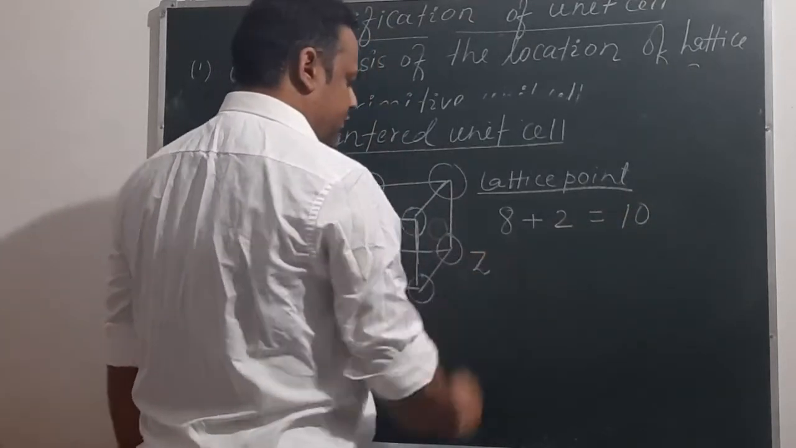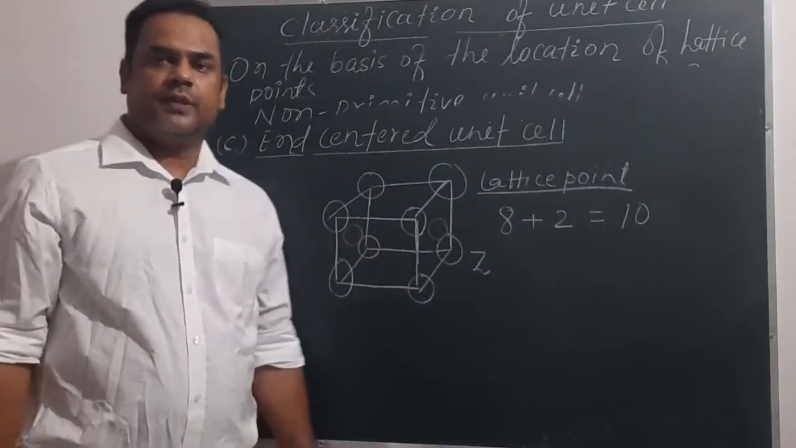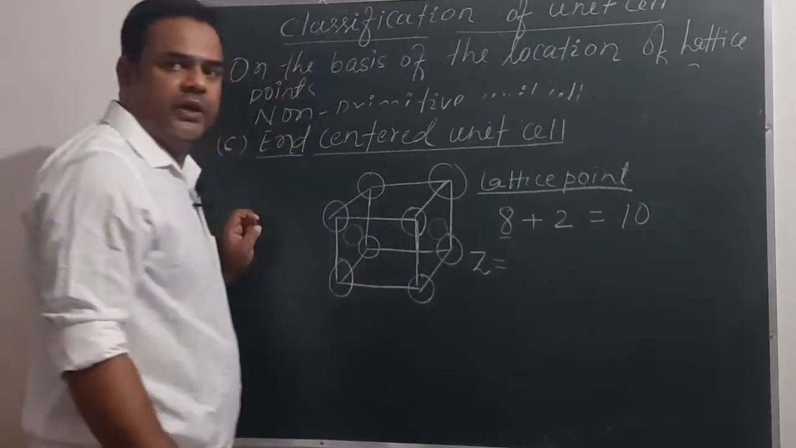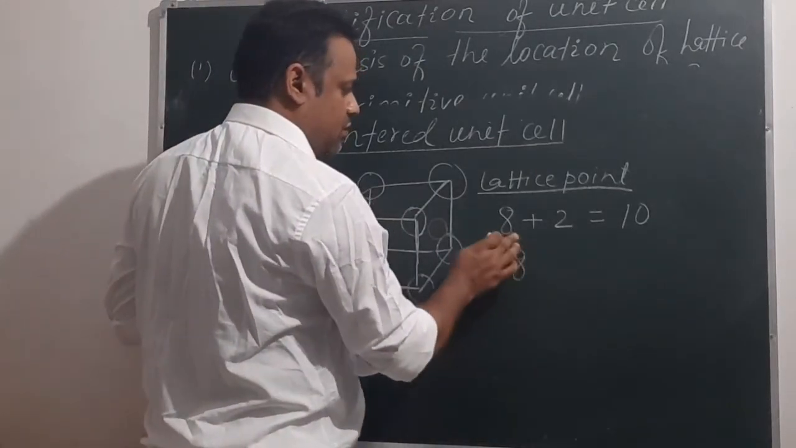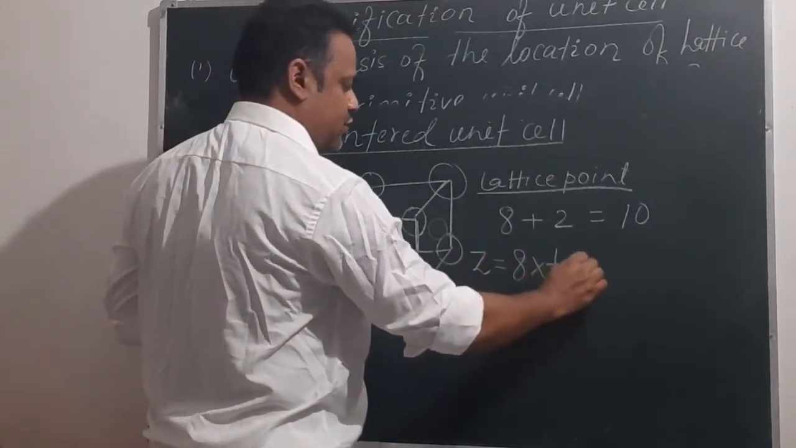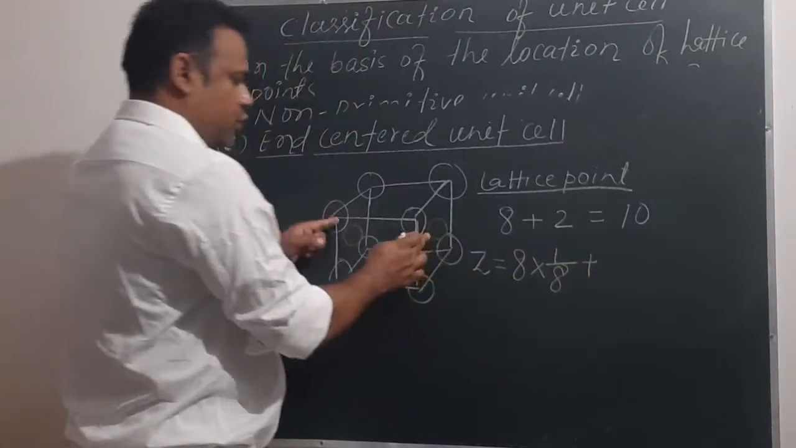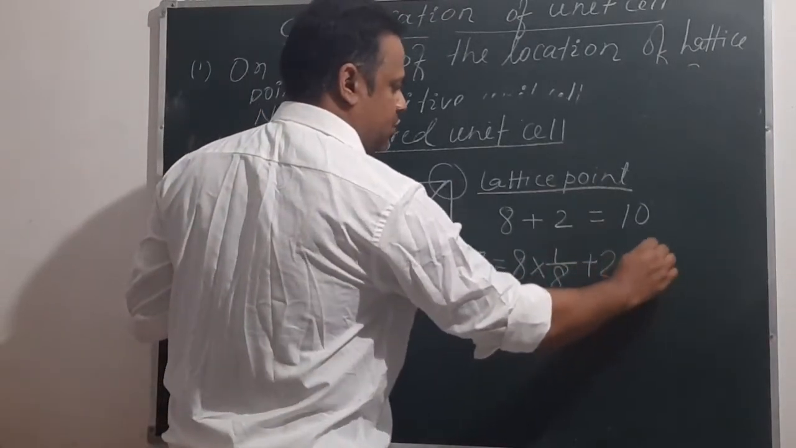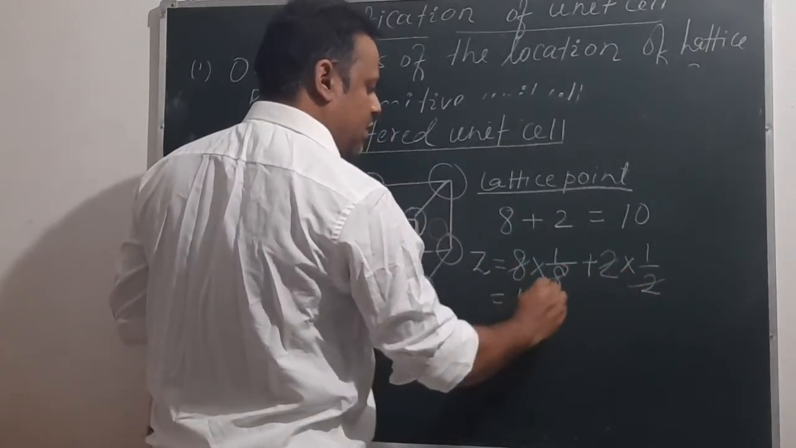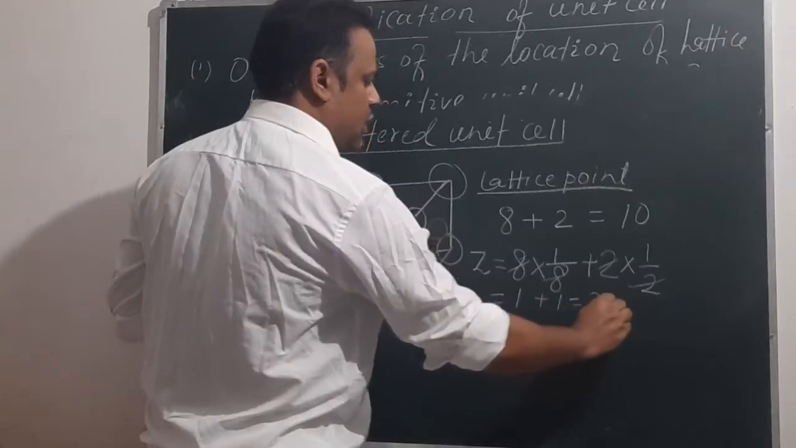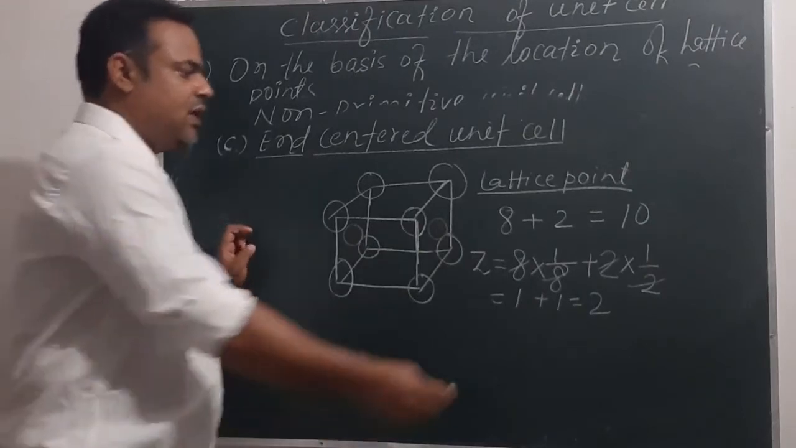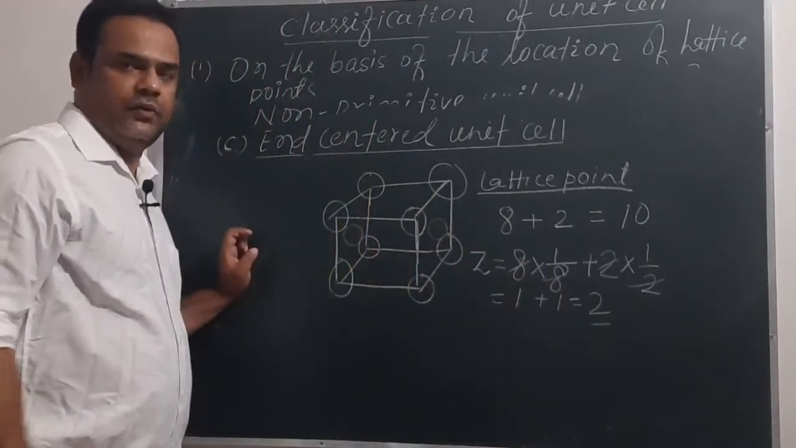If we calculate the number of atoms per unit cell, or the contribution of constituent particles per unit cell, then Z will be equal to the lattice points into their contribution. So 8 corners, and 1 corner has contribution 1 by 8, plus 2 faces, and 1 face has contribution 1 by 2. So 2 cancels out, here 8 cancels out, we will have 1 plus 1 equals 2. So the total number of constituent particles per unit cell will be 2 in case of end-centered unit cell.